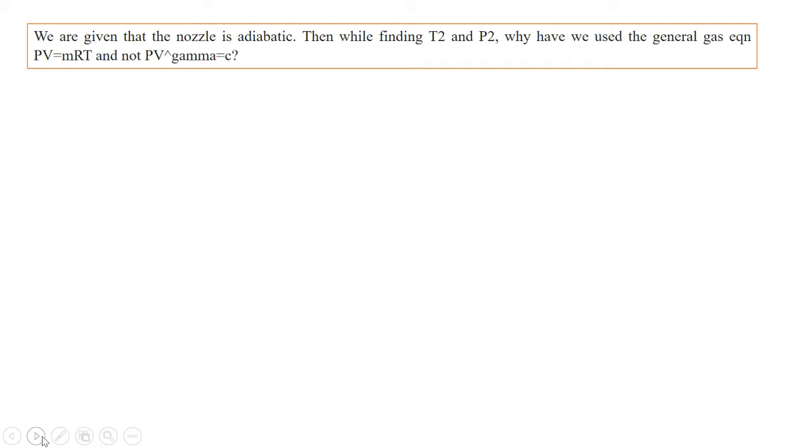Here we have to understand what an equation of state means and what a process equation means. PV equals mRT is an equation of state. So all the variables here, PV equals mRT, means if we are at state 1, then it is P1 V1 equals mRT1. If we are at state 2, then it is P2 V2 equals mRT2. And if we are at state 3, then it is P3 V3 equals mRT3.